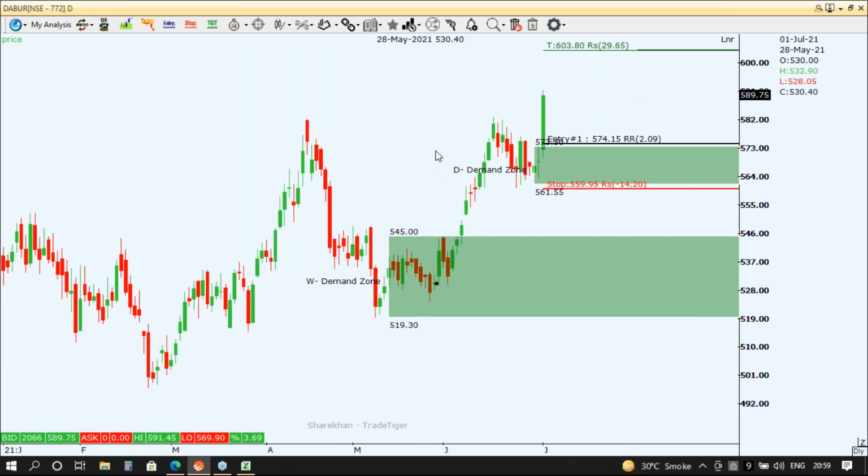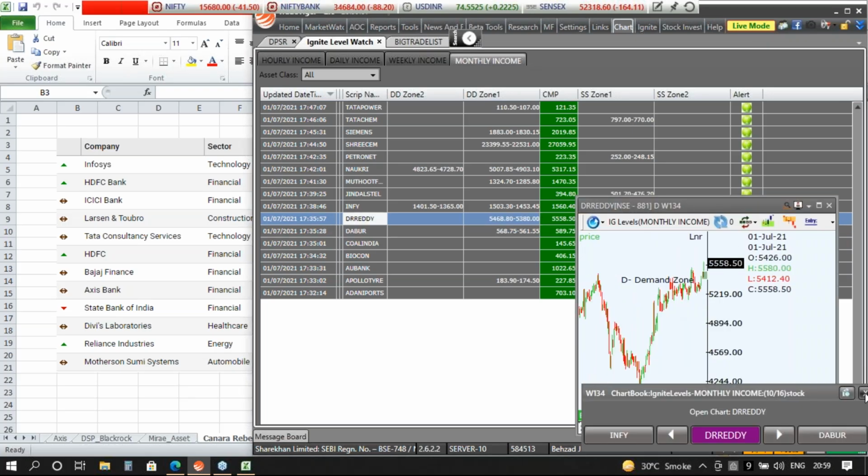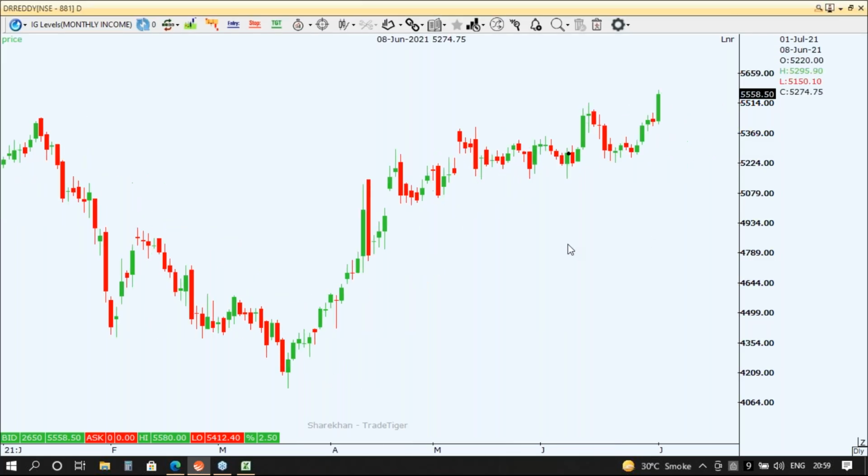Beautiful stock over here. Beautiful drop base rally with a breakout. It's amazing over here. Same goes for Dr. Reddy. Same pattern for Dr. Reddy also.